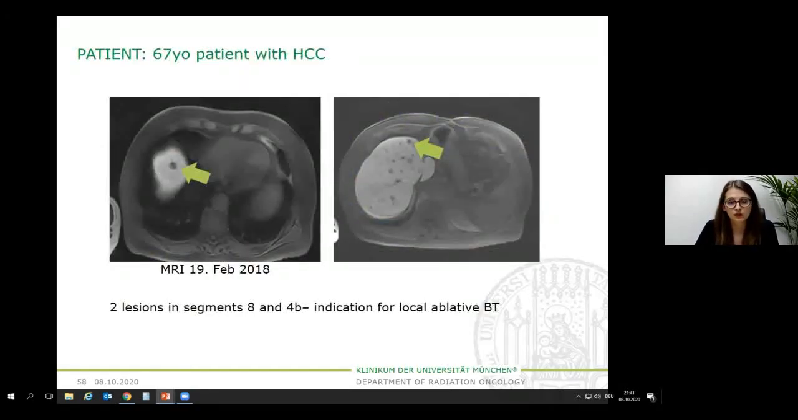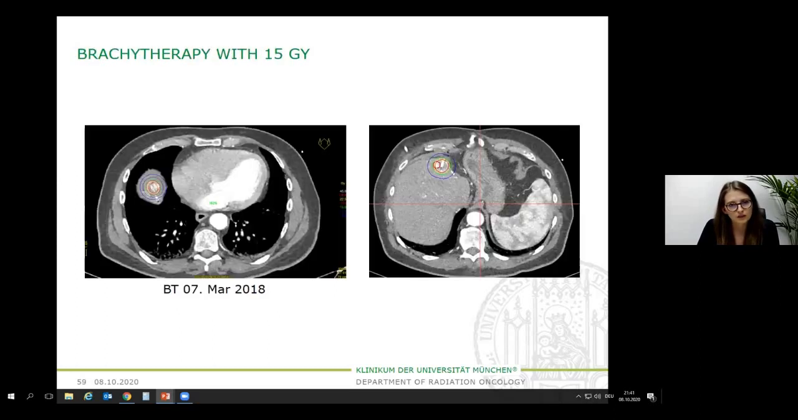Here, a patient from our clinic, a 76-year-old patient with HCC. He had these 2 liver lesions. And here is the brachytherapy. You see in the arterial phase, you see the HCC is really good. Here, the catheter was not perfectly within the lesion.